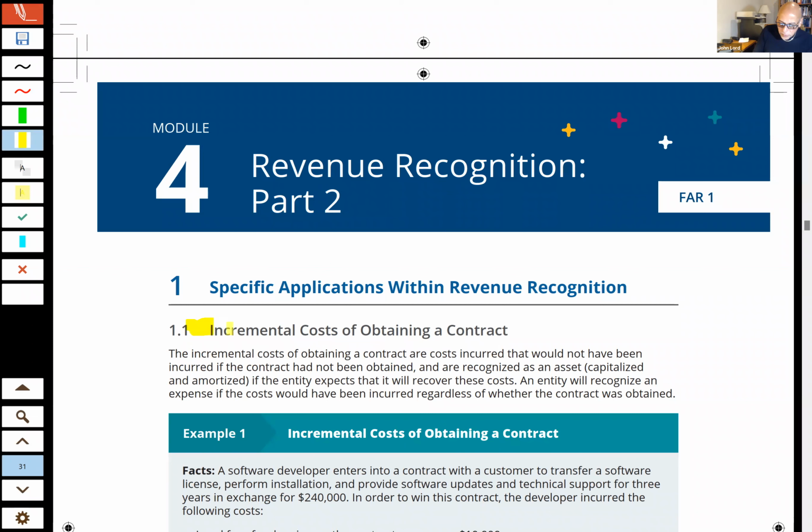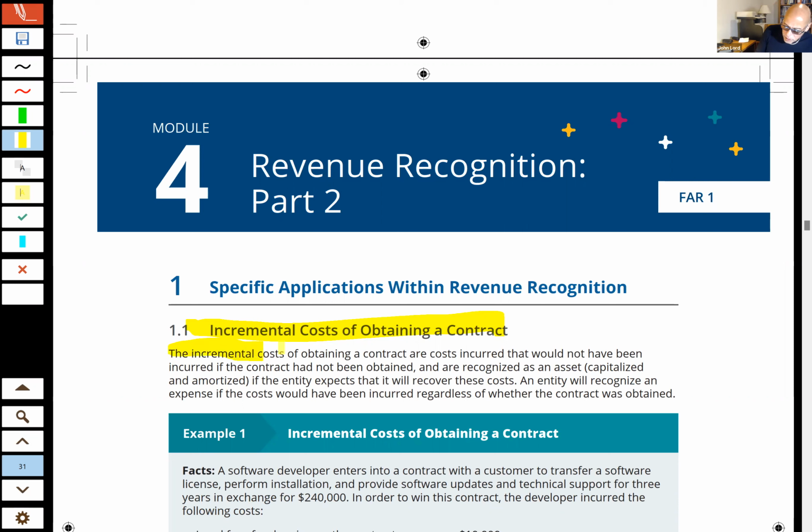Incremental cost of obtaining a contract. The question is, is the cost of obtaining a contract going to be an expense or is it going to be an asset? If that cost is an asset, then of course we will amortize that asset as we earn the revenue on that contract. Again, it could be over time, or we could recognize the amortization of that asset at the point in time that we actually recognize the revenue from the contract.